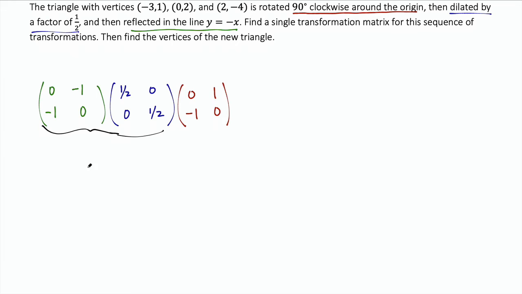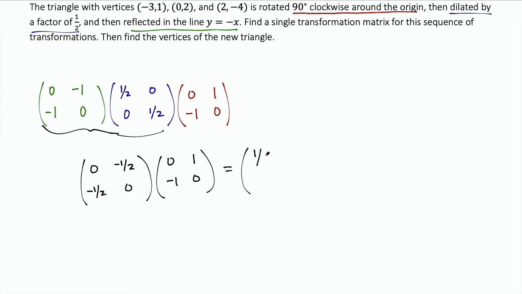If I multiply those, I end up with 0, negative 1/2, negative 1, 0. And then I still multiply by my 0, 1, negative 1, 0. We go through and multiply those. So we end up here with 1/2, 0, 0, and negative 1/2. So this is our transformation matrix. This is the single transformation matrix that does this sequence of transformations for us.